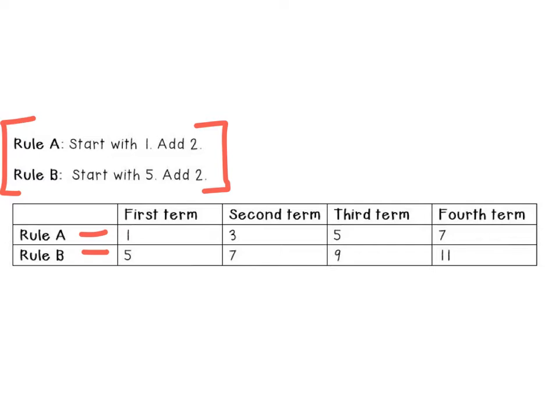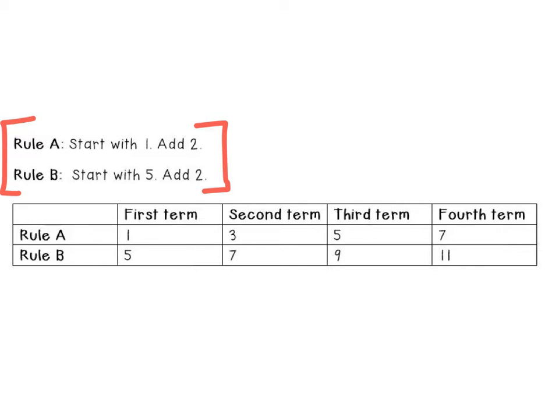So rule A was to start with 1 and then add 2 each time you went to the right. So I started with 1, I added 2 and got 3, added 2, got 5, and then 5 plus 2 is 7. Rule B says to start with 5 and add 2. So 5 plus 2 is 7, 7 plus 2 is 9, and 9 plus 2 is 11. So now that I have the rules, the question will ask you, what is the relationship between the two rules?